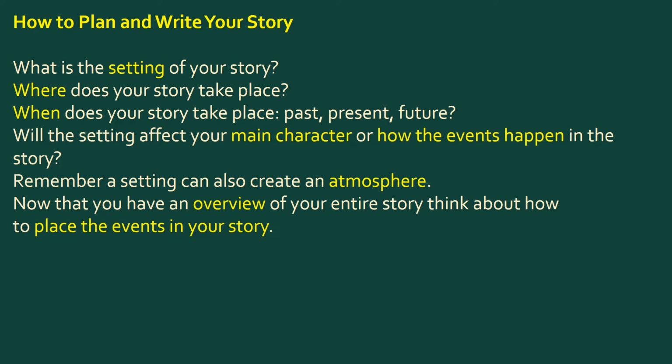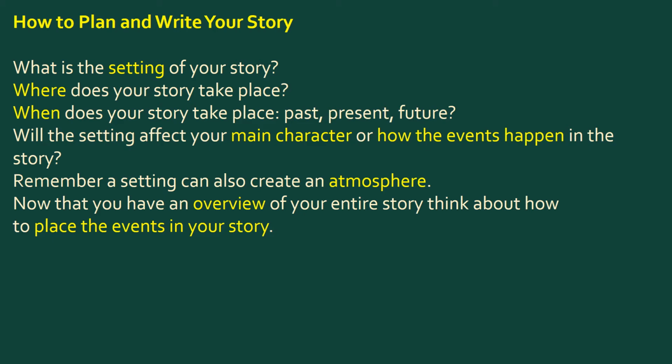So how to plan and write your story? First, we must establish what is the setting of your story. For example, where does your story take place? And when does it take place? Is it in the past, in the present, or in the future? Also, you should think about how the setting will affect your main character or the progression of the events in the story. So also remember, a setting can create an atmosphere that is the general mood of the story.